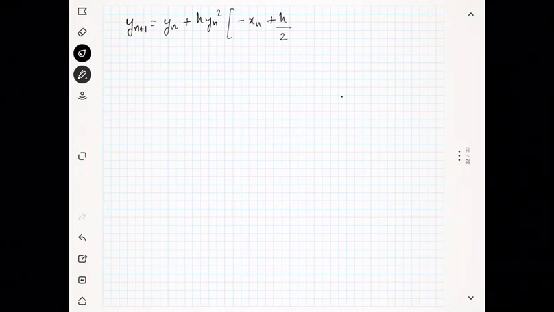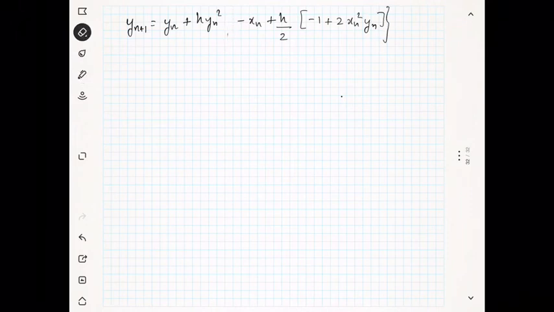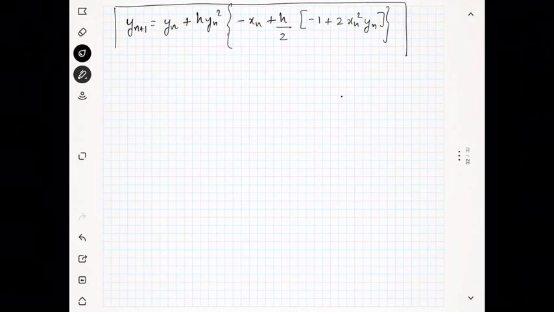You can see y_{n+1} is equal to y_n plus h into y_n squared minus x_n plus h by 2 into minus 1 plus 2 into x_n squared into y_n, and you are getting this. Okay, this is the equation for calculating y_n.